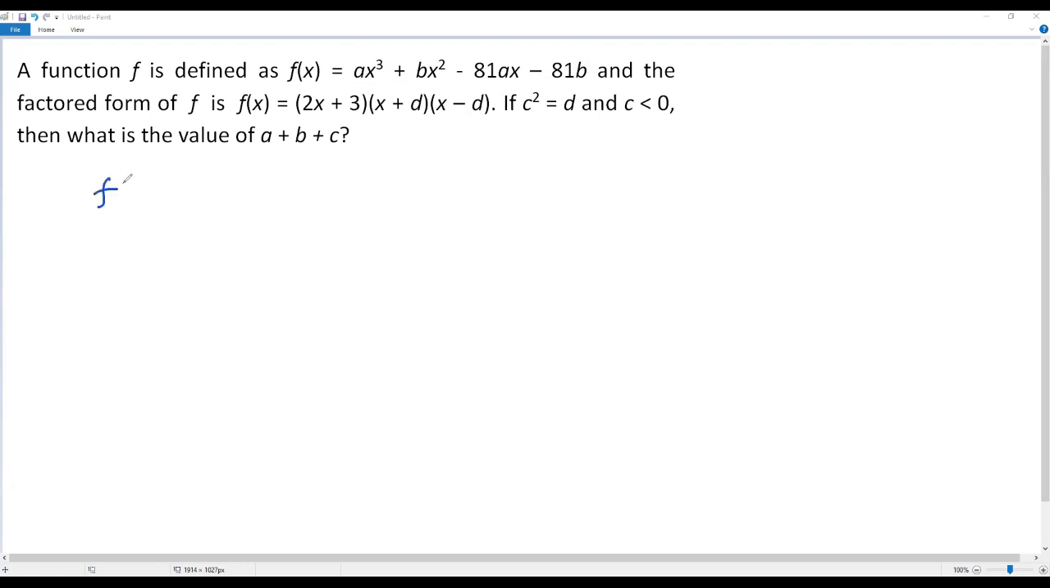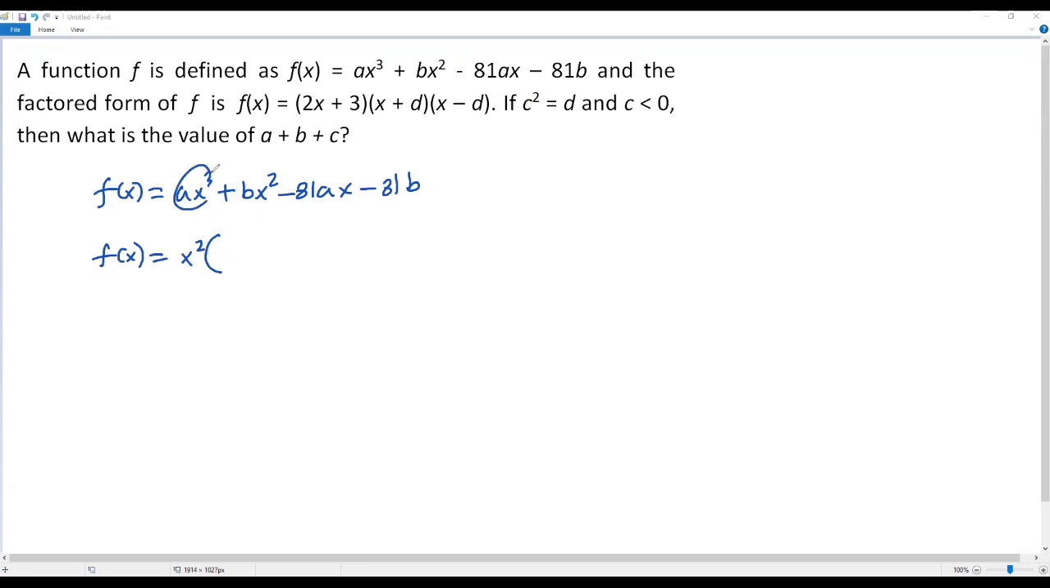Let me take the given function as it is: f(x) = ax³ + bx² − 81ax − 81b. What do we find in common in the first two terms? What is the greatest common divisor of ax³ and bx²? That is clearly x². So we can factor x² out from the first two terms. To get the stuff inside the parentheses, we divide both terms by x².